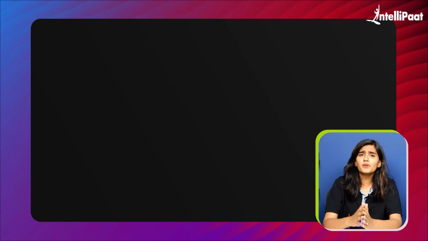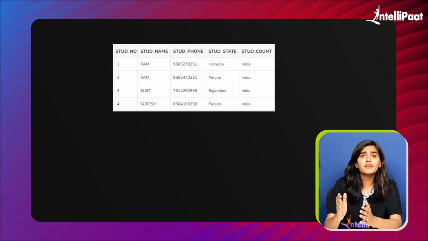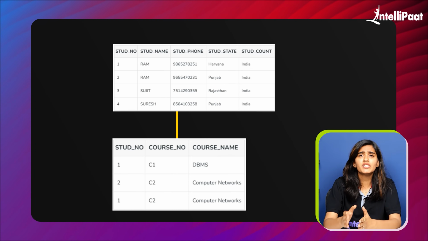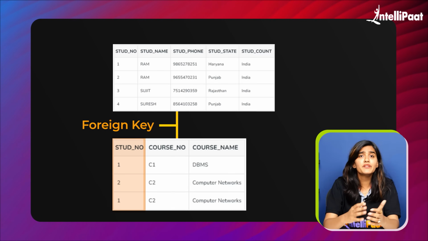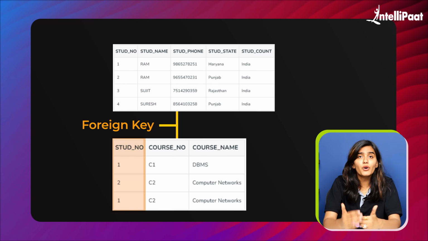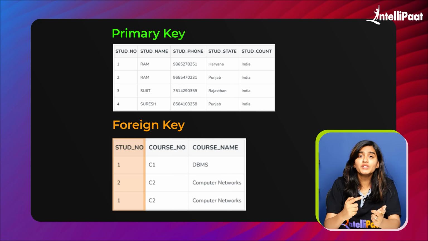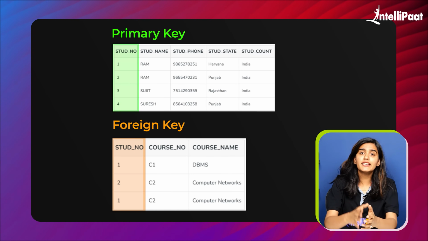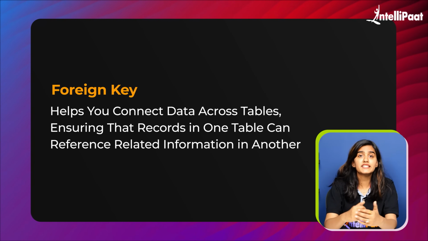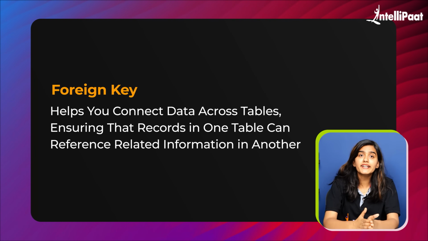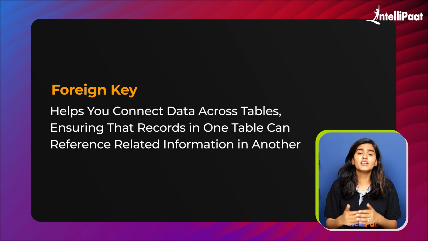Now in class you study more than one subject. For example, you study physics, maths, science, etc. So to connect a table of students' details like name, address, etc. and the course table which will cover the courses they are studying, you will need something called a foreign key. In our case, we will use your roll number to link between the two tables and it will serve as the foreign key. This foreign key points back to the primary key in the student table, creating the link between the two tables. So in simple terms, the foreign key helps you connect data across tables, ensuring that records in one table can reference the related information in another.